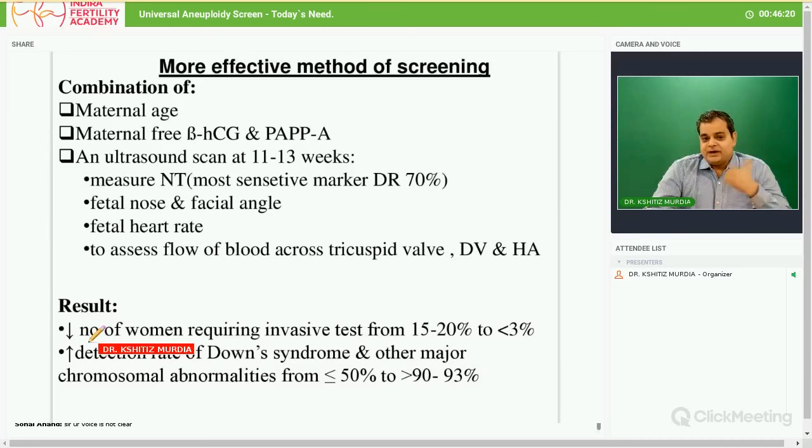So by going this way, you can decrease the women requiring invasive testing from 15 to 20% to less than 3%, and you can increase the rate of detection of Down syndrome and other major chromosomal abnormalities from less than 50% to 90 to 95%.